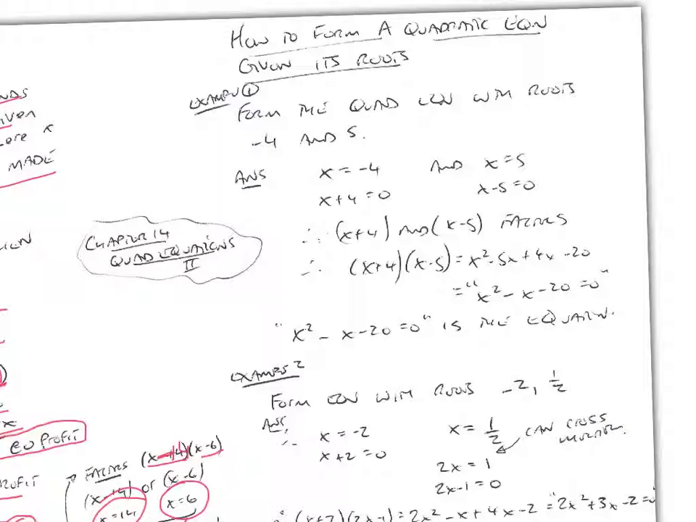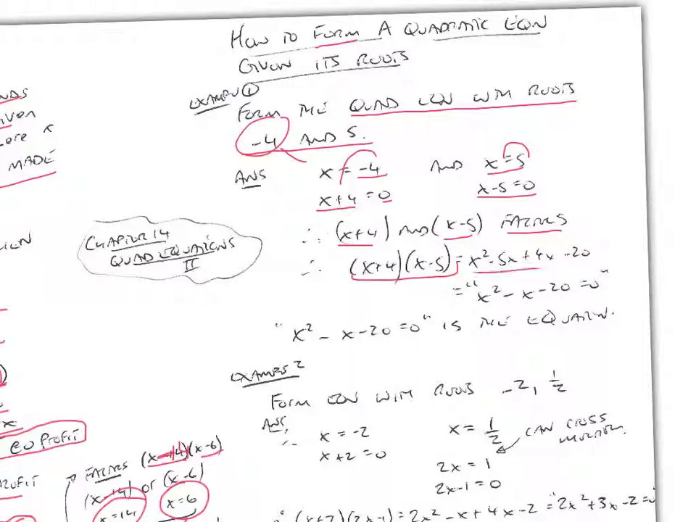Now, how do we form a quadratic equation if we're given its roots? We'll do it by example. Form the quadratic equation with roots minus 4 and 5. All you do is take the first one: x equals minus 4, therefore x plus 4 equals 0. You take the other one: x equals 5, therefore you bring the 5 over, x minus 5 equals 0. So x plus 4 and x minus 5 are the factors. Multiply them together and you'll get the equation, x squared minus x minus 20 equals 0, the equation born out of those roots.